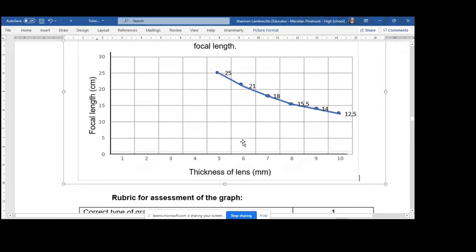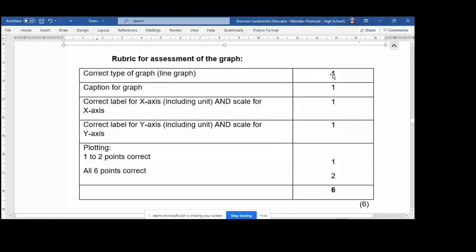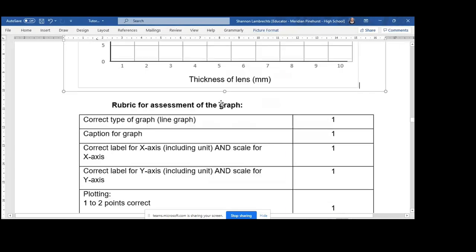All right. And here at the bottom, I can just show you the rubric. Here you can see drawing the correct type of graph, 1 mark, the caption, that's the heading, 1, the correct label on the x-axis, including the scale. So remember now what I said.